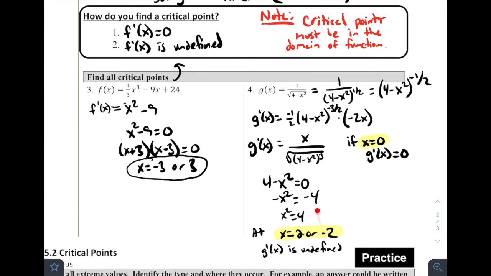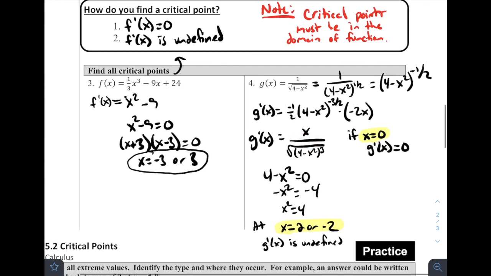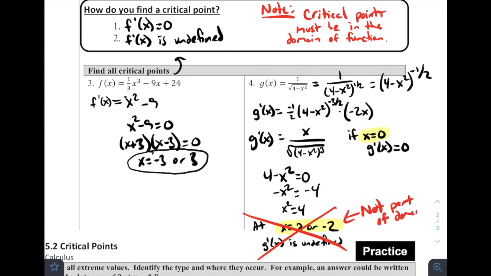However, if I plugged in 2 or -2 into this function, we can actually see that 2 squared would give us 4. So 4 minus 4 would be 0. It would cause us to divide by 0 if I plug either of these in. So even though these two x values make this derivative undefined, these would not be considered critical values because they are not part of the domain of g of x. So they don't count. So our only answer for this one, in fact, is x equals 0. That is the only critical value or critical point for this function.